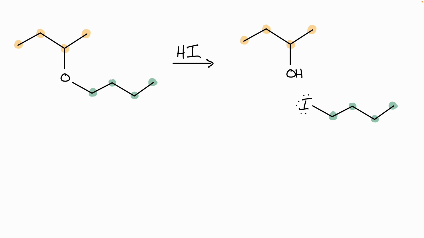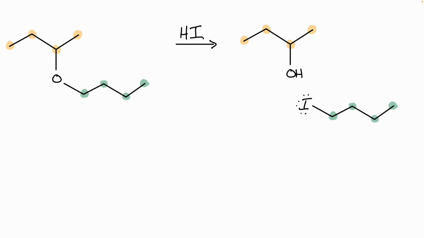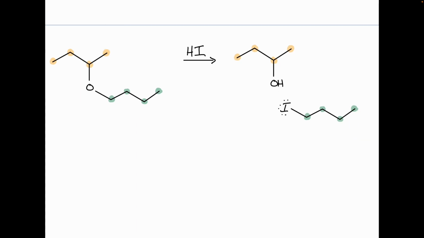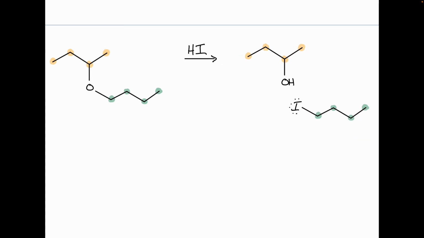So again, this is the exact opposite of our Williamson ether synthesis, or rather the exact reverse. If we took that alcohol and that alkyl halide and instead combined them after treating the alcohol with sodium hydride, we would get our ether product.